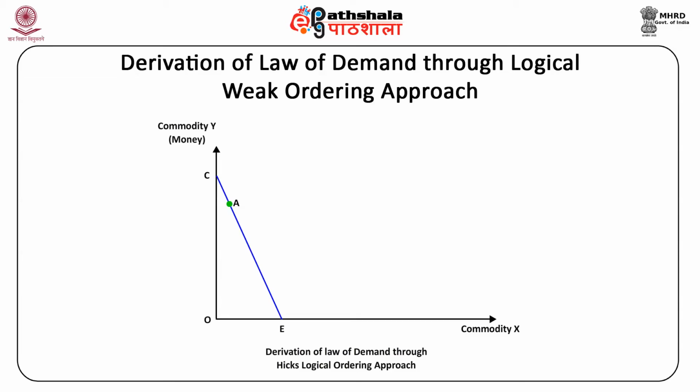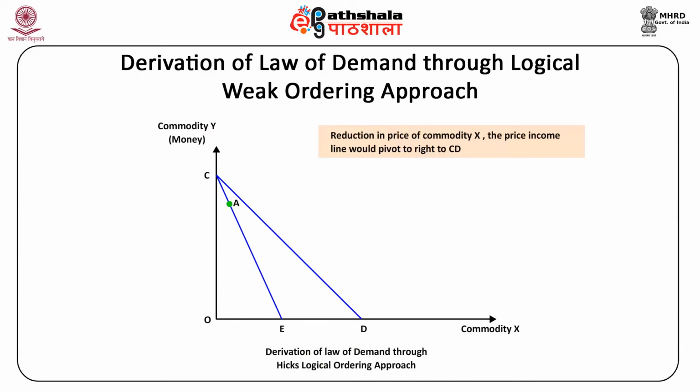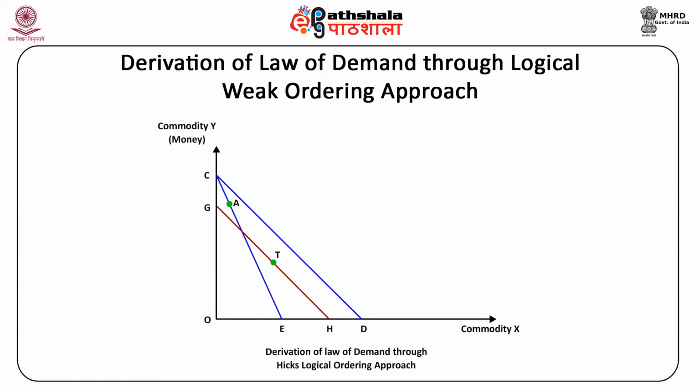Suppose that there is a reduction in the price of commodity X with no change in the money income. As a result of this reduction in price of commodity X, the price income line would pivot to right to CD. The vertical intercept would not change as there is no change in commodity Y. Now consumer would choose a combination on this new price income line.